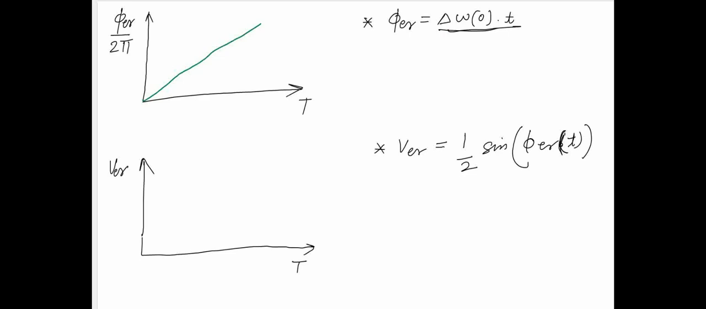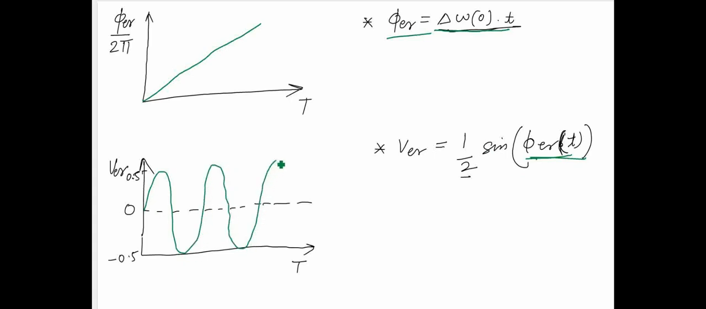And what is V error? If your phi error is varying with respect to time, so this is varying. So how will your V error be? Let me take the black pen. Let this be 0, and min and max can go to minus 0.5 and 0.5. So it will be sinusoidal. It will be like this. First is done.